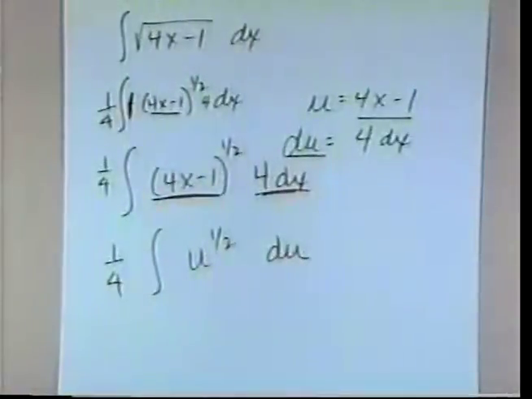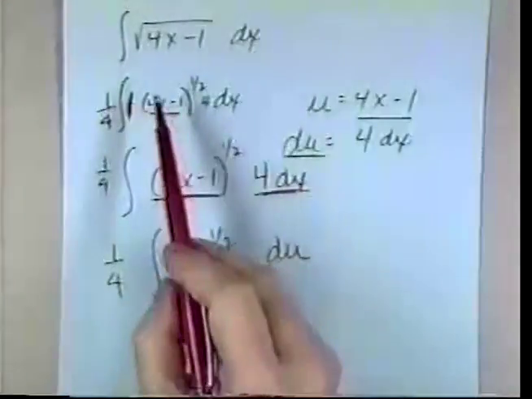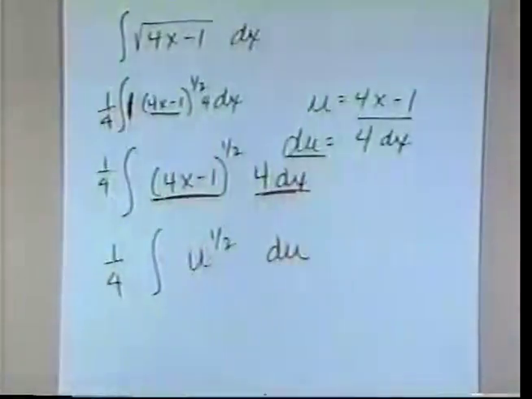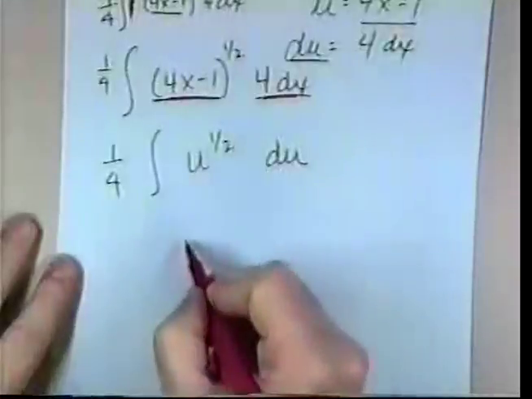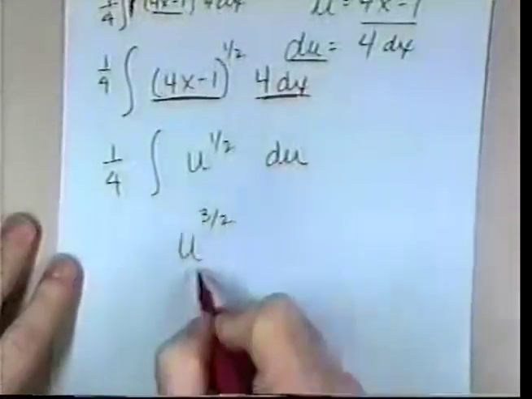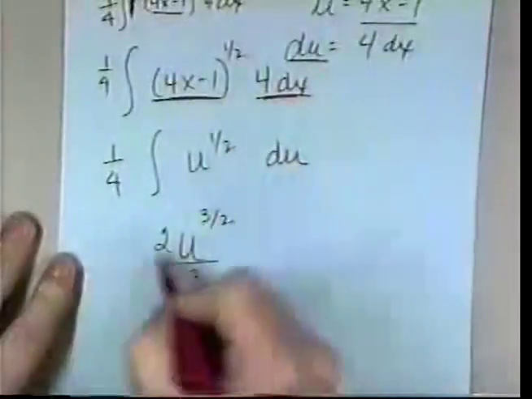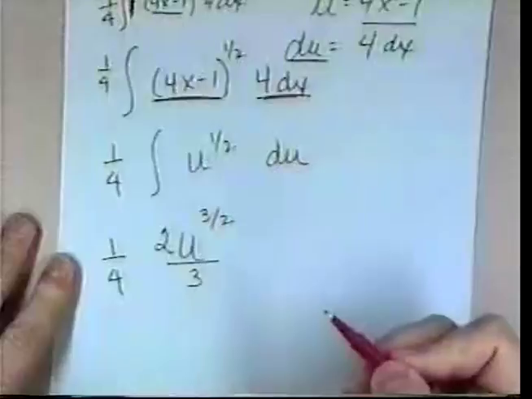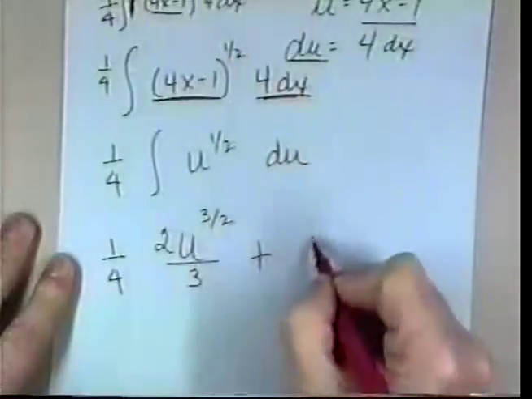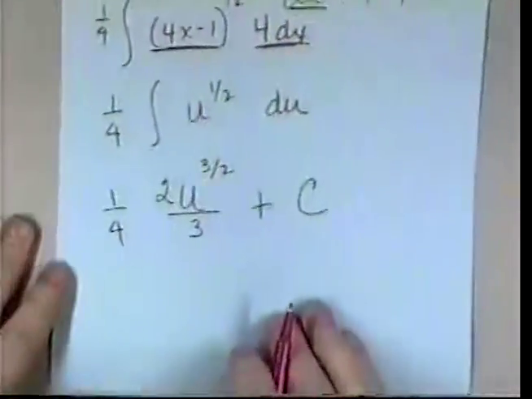And again, that's what we said a while ago. The whole purpose of u substitution is to turn something nasty that we can't do into another form, to translate it into something that we can handle. Well, the antiderivative of u to the 1/2 is u to the 3/2 over 3/2. I'm going to multiply that by the 1/4, plus a constant.